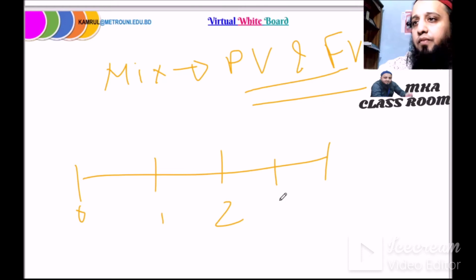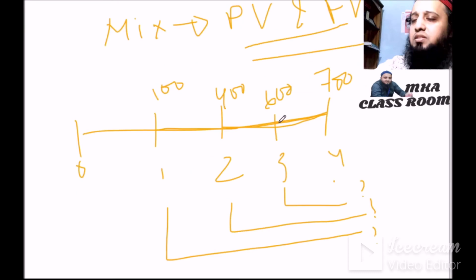You have to calculate its future value at the end of year 4. What would be the value after 4 years of 100 taka, of 400 taka, of 600 taka? Here you are getting this amount, 100 taka, 400 taka, 700 taka, 600 taka. These are the cash flows of a project, let's say the name of this project is X. You are getting these amounts over several years.